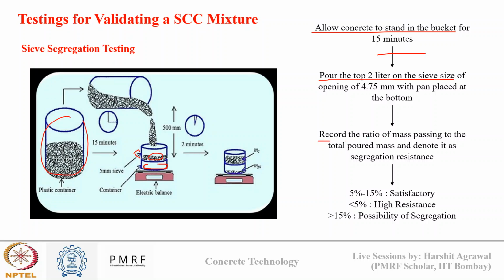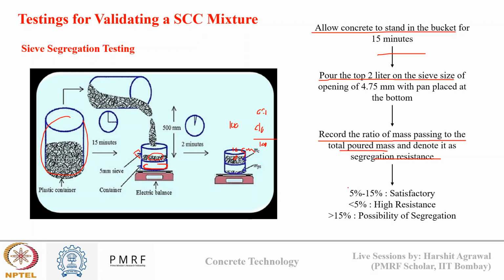Then we record the ratio of mass passing to the total mass poured, and we denote it as the segregation resistance. Suppose out of 100 grams, only 10 grams is retained at the top of the 4.75 mm sieve, so 90 grams is the mass passing, and the total poured mass is 100 grams. So this ratio will be equal to 0.9, or 90%, we can say.